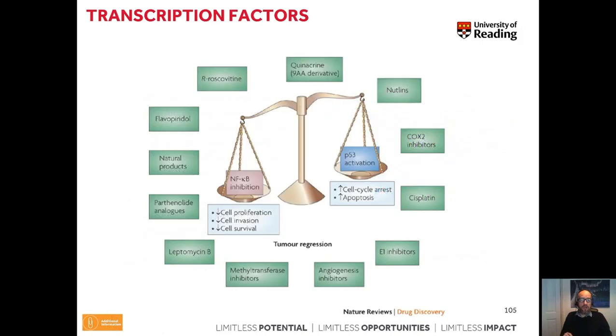This makes NF-kappa B a quite promising drug target. It is very promising, and indeed many different drugs are known to affect NF-kappa B activity. For example, leptomycin B is a very well-known NF-kappa B inhibitor. Methyltransferase inhibitors also downregulate the level of NF-kappa B activity. Many natural products are known to do the same, including curcumin and so on.